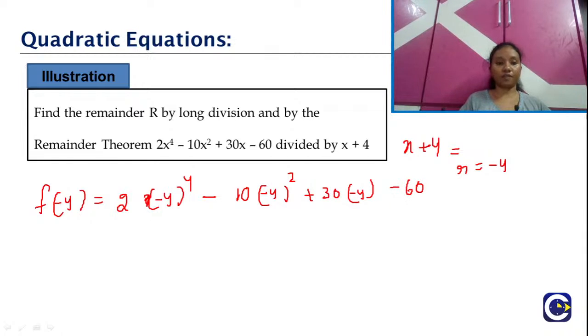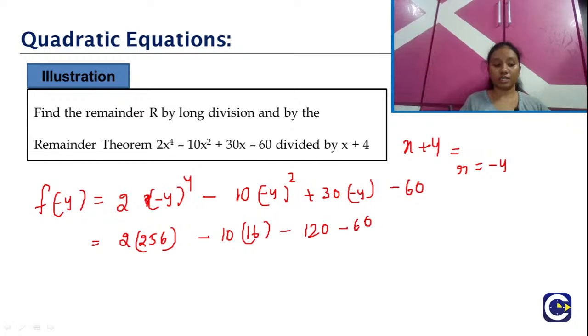Now we are having 4 power 4, so it will be even, so it will be positive only. So 4 into 4, 16, 16 into 4 is 64, 64 into 4 will be 256 around. So 2 into 256 minus, here 10 into 16 is 160, minus 120 minus 60, right? So 256 into 2 will be around 512.